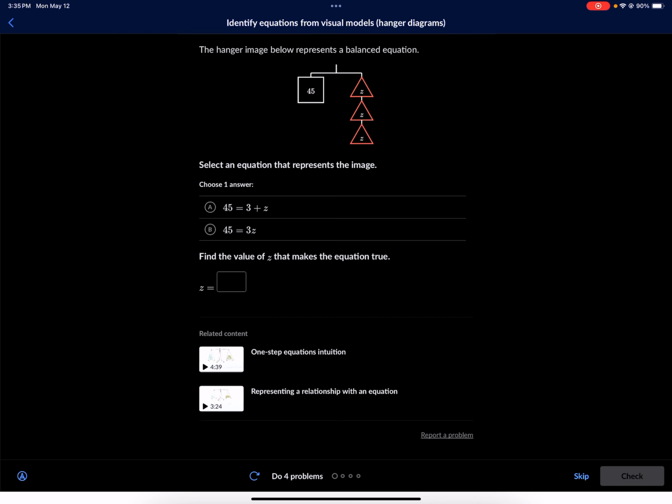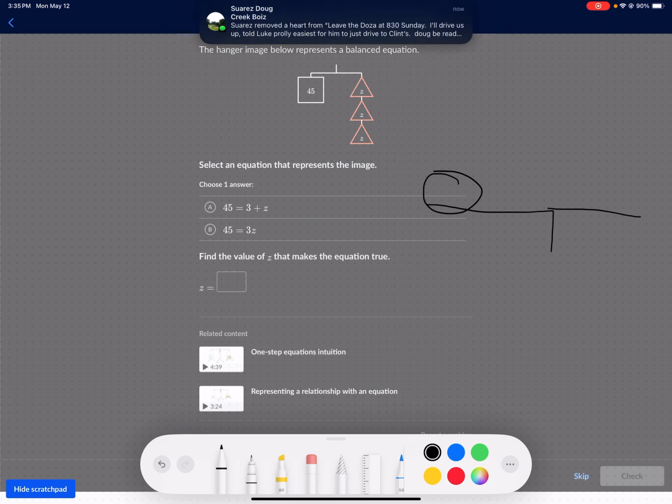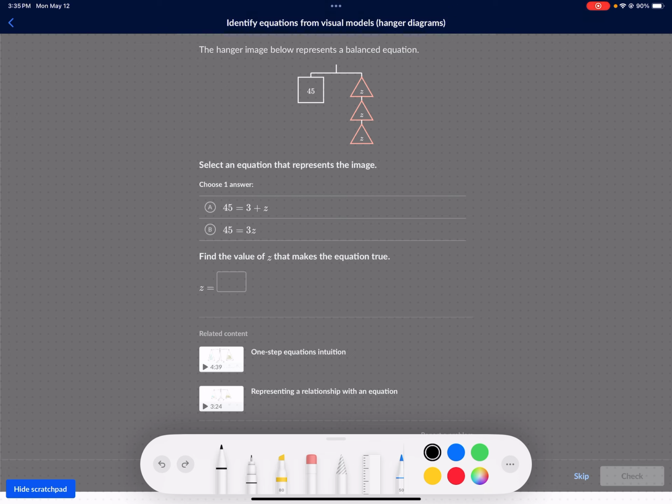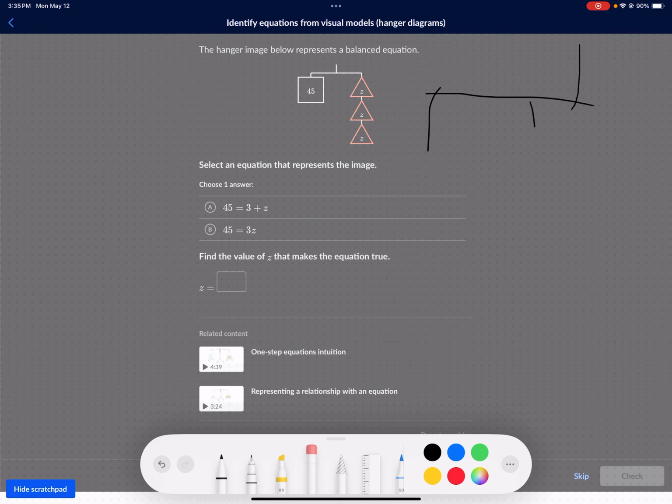The image below represents a balanced equation. Select the equation that represents this image. Okay, it might seem a little hard, but I think it would be better if this was placed on a teeter-totter where this could be one side. Or actually, even better, they could make a basket where they can put 45 and then 3z, and then it would be like that. I think that would do it better. I don't know why they drew it like that. Maybe people understand it. Who knows?